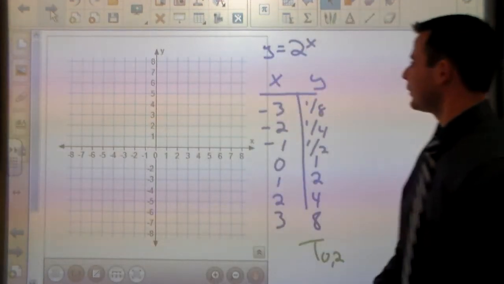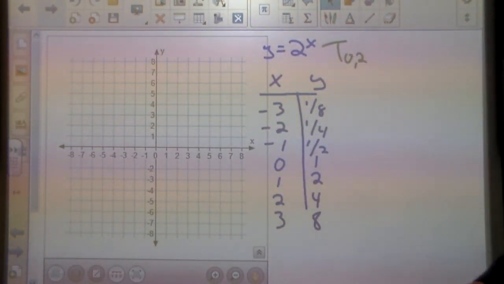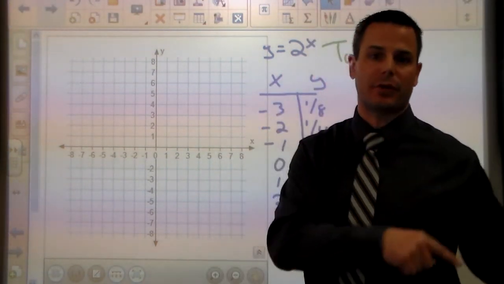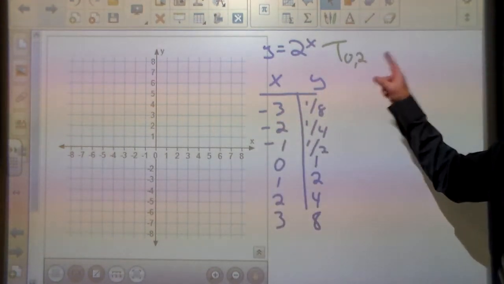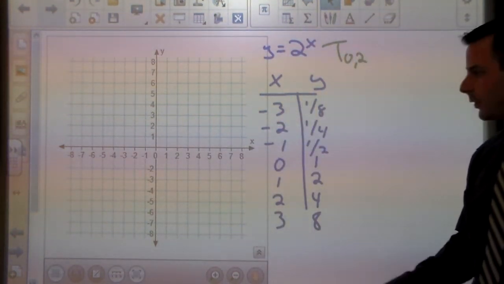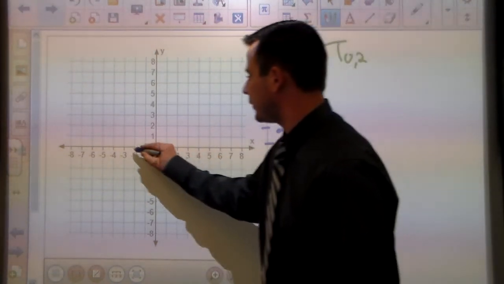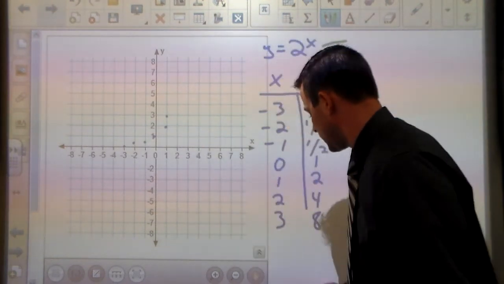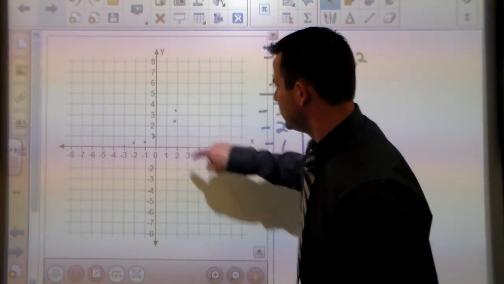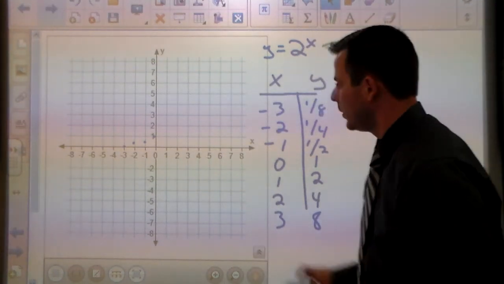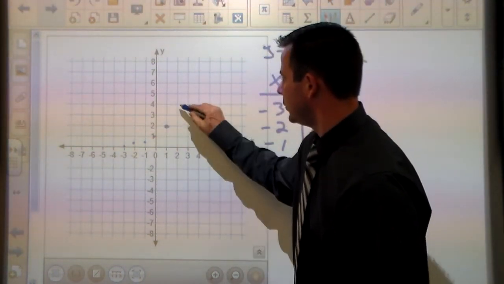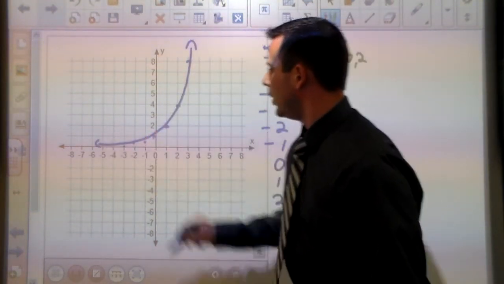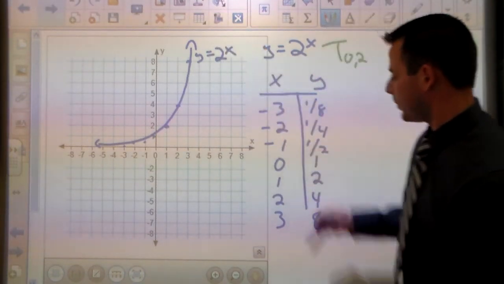Now let's work on some translations. We're going to translate this graph in the y direction. So if you remember, the translation in the y direction was after the function. So the last thing you're doing is adding 2. So we're going to add 2 to all the y values. Let's plot the graph of y equals 2 to the x power first. 1, 2; 2, 4; and 3, 8. So here's the graph of y equals 2 to the x power.